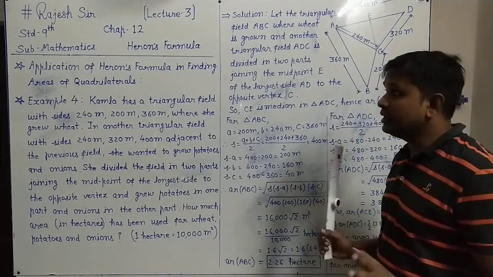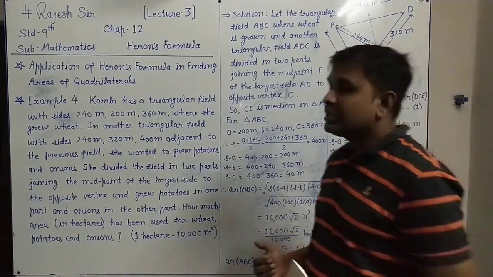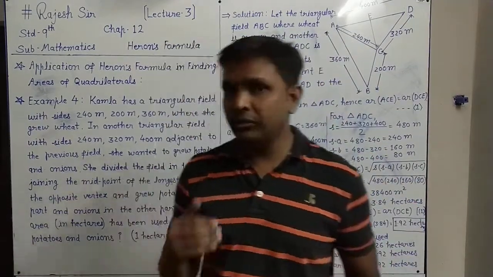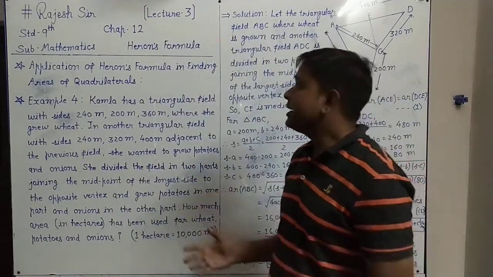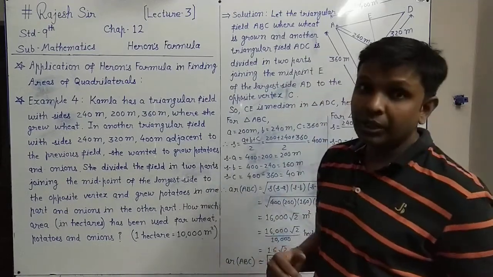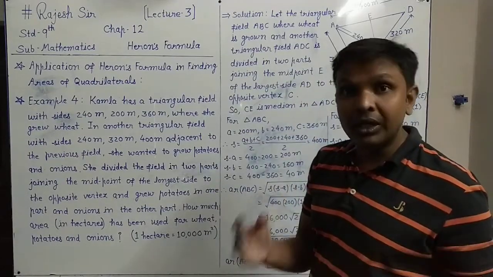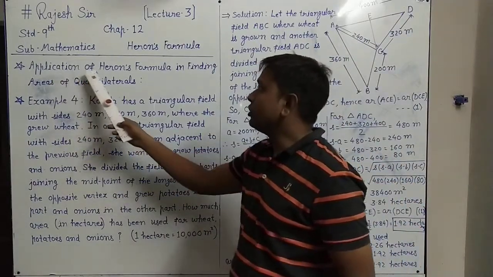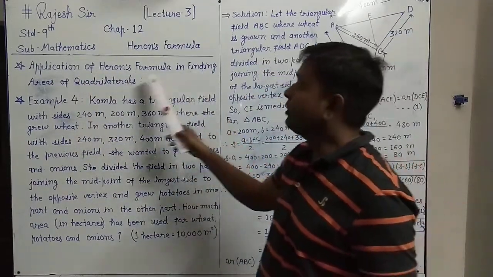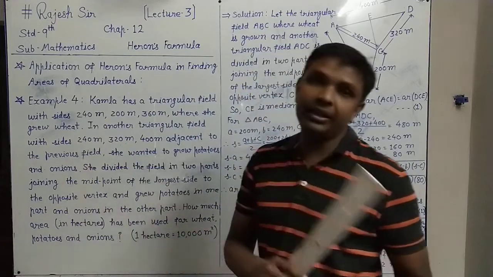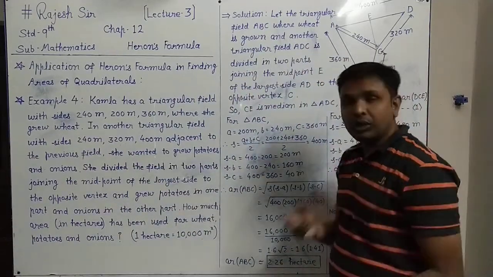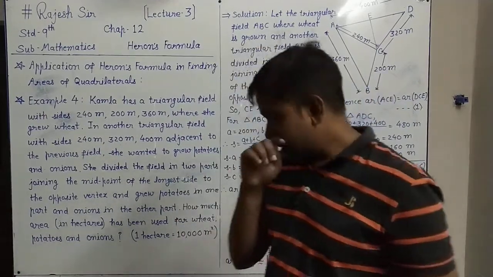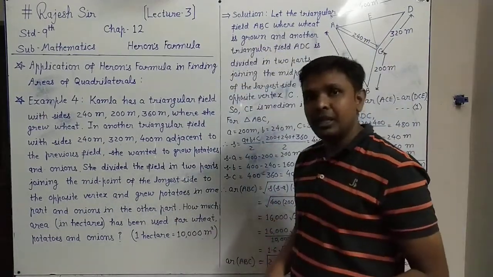This is lecture number 3 now. In the last lectures, we have seen how we use Heron's Formula to find the area of a triangle. In this lecture, we will see how to find the area of a quadrilateral using Heron's Formula. So that is the heading here: application of Heron's Formula in finding areas of quadrilaterals. If we have quadrilaterals, then we can also find the area using Heron's Formula. We will approach that type of examples.